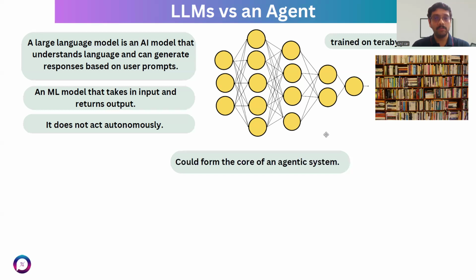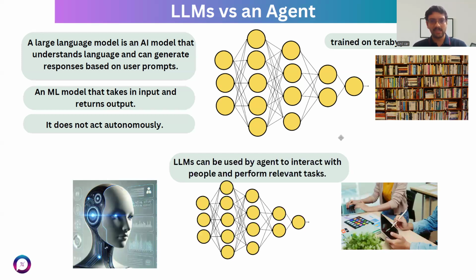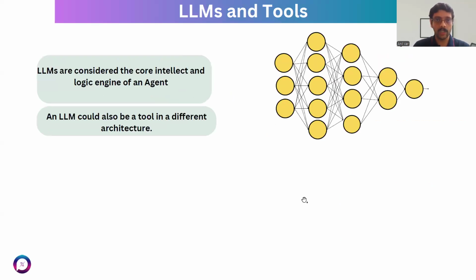Now, an LLM, depending on the agentic system you're trying to build, could form the core of it, right? But it's not an agent by itself. However, what agents could do is use the LLM, right? So it could be the core of the agent that then communicates with you, right? So the agent uses the language model as its core or as a tool to interact with its environment, to interact with people, and achieve its goal, right?